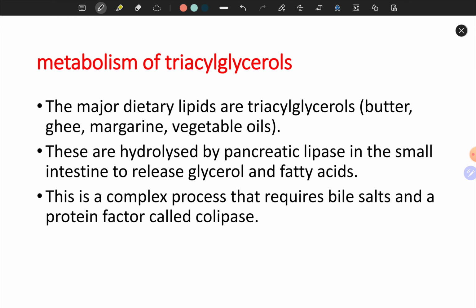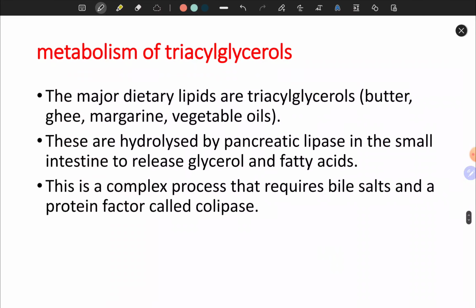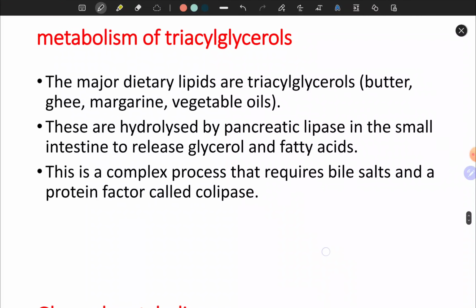It is the metabolism of fat. Bile acid plays an important role in the metabolism of fat. Bile acid.